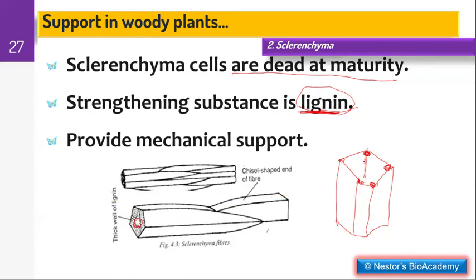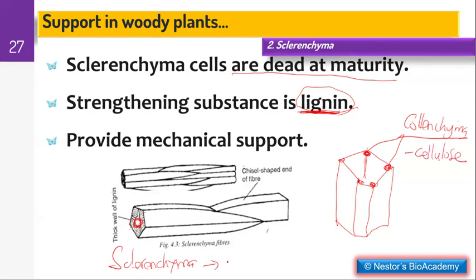When you find there is deposition of the strengthening substance only at the corners, then that one is denoting collenchyma. But when you find deposition across the diameter, across the cytoplasm, with only a very small lumen remaining, then that one is sclerenchyma. And again, take note strongly that the strengthening substance in collenchyma is cellulose, but the main strengthening substance in sclerenchyma is lignin.